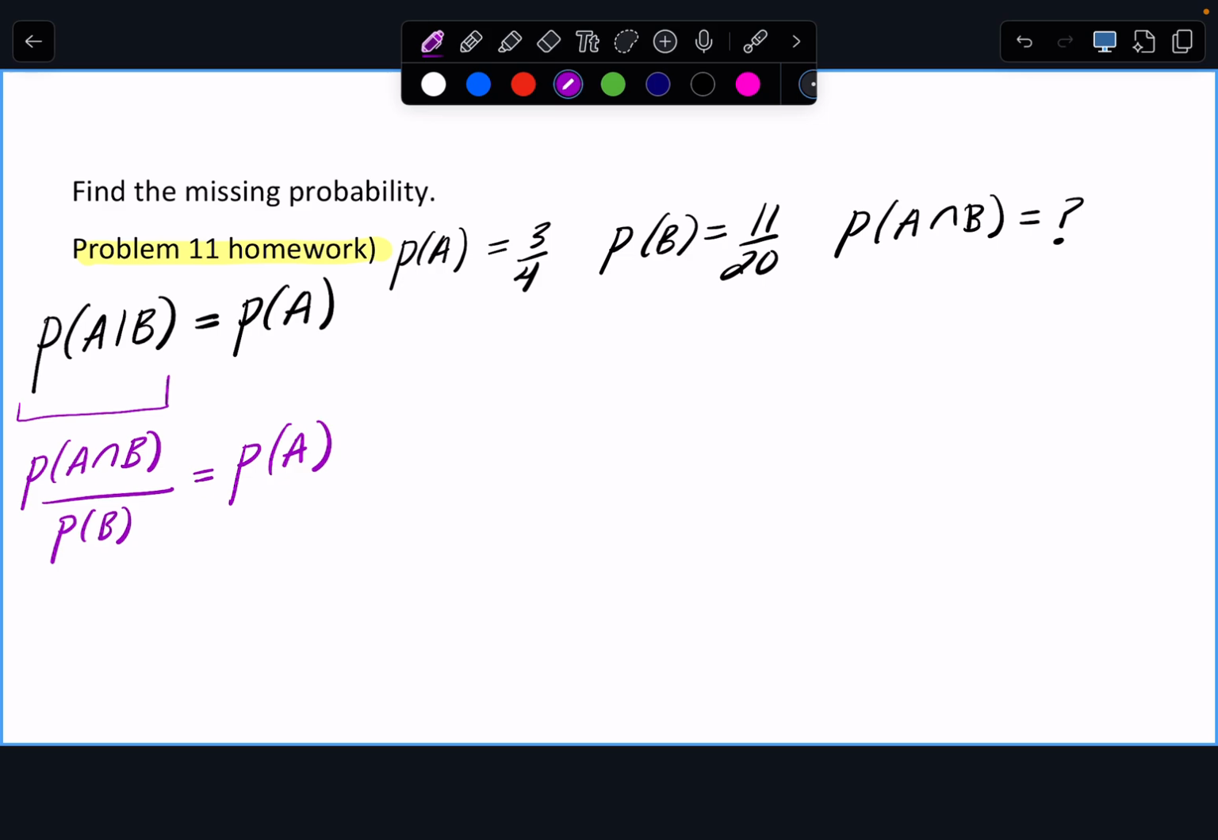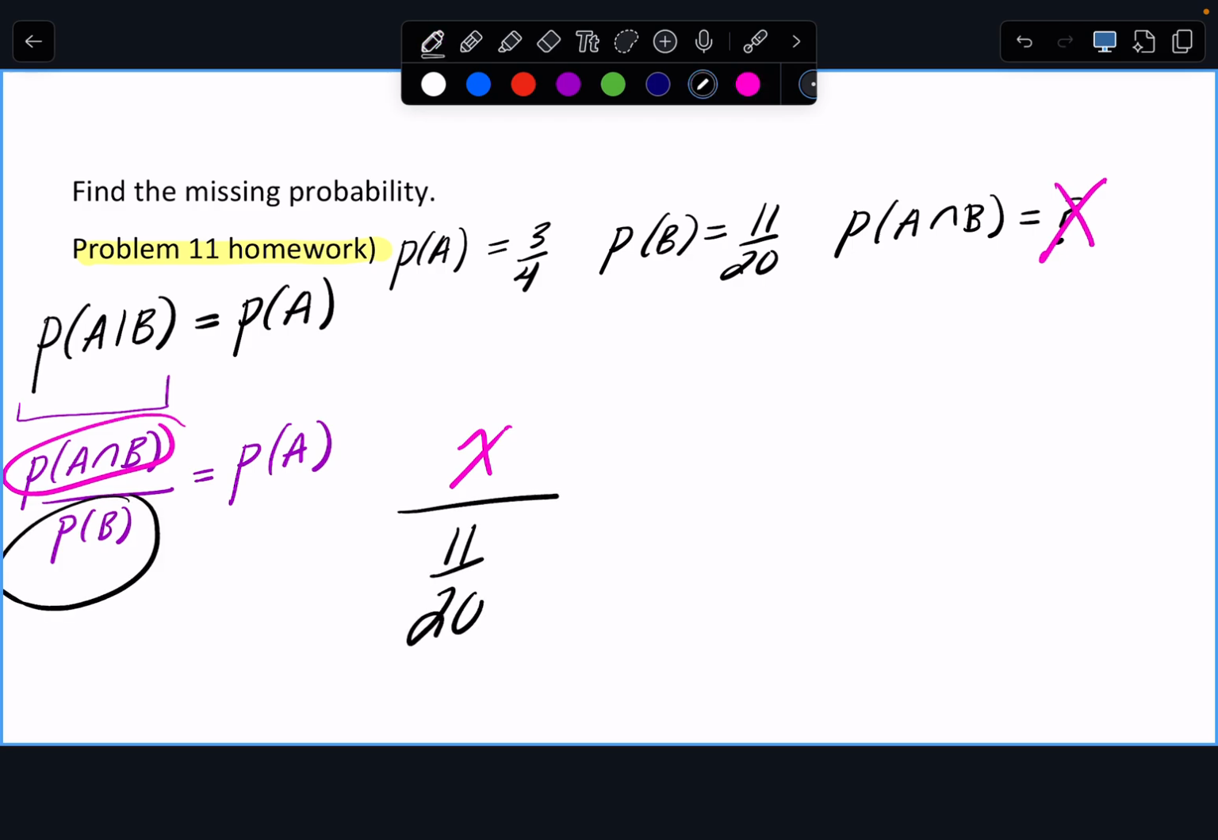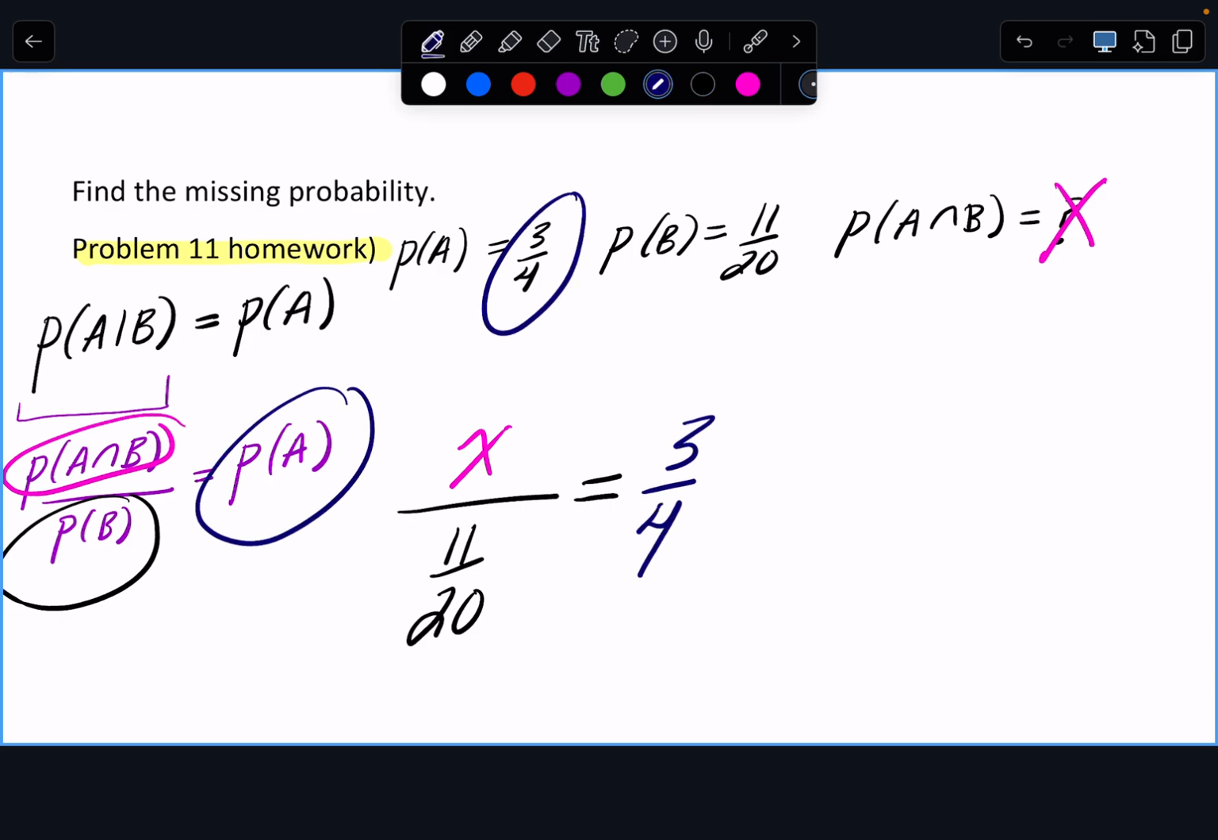So if you look at the information given, wouldn't you agree it's the purple formula we need? Oh, yeah. So let's put instead of question mark, I'm going to call it X if that's okay. Doesn't that go there? So X divided by what's probability of B? 11/20 equals probability of A is 3/4. Now from here, this is basic algebra. This is literally solving like a 4th grade level problem.